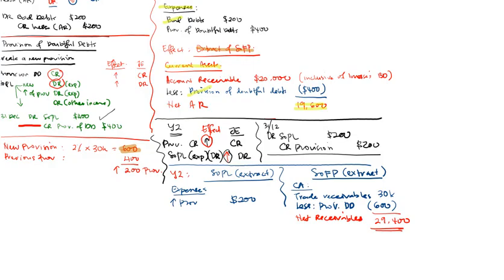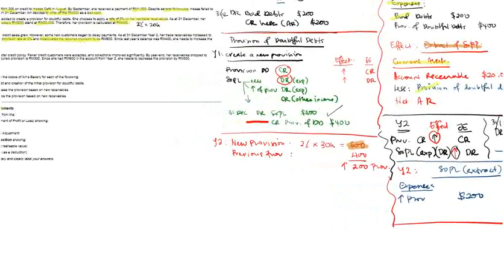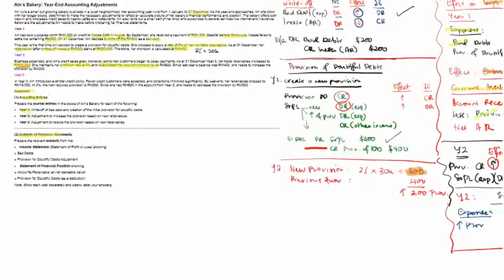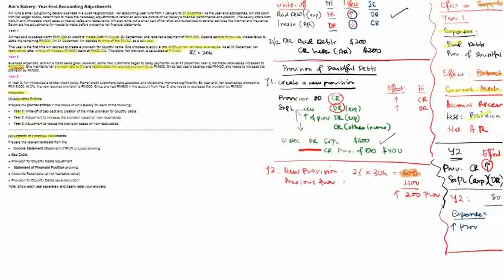What about year 3? Let's look at what happened in the given information. Now, Ain introduces a stricter credit policy. Because of the strict policy, fewer credit customers were accepted. Collections improved significantly, but the rate of provision maintains at 2%.